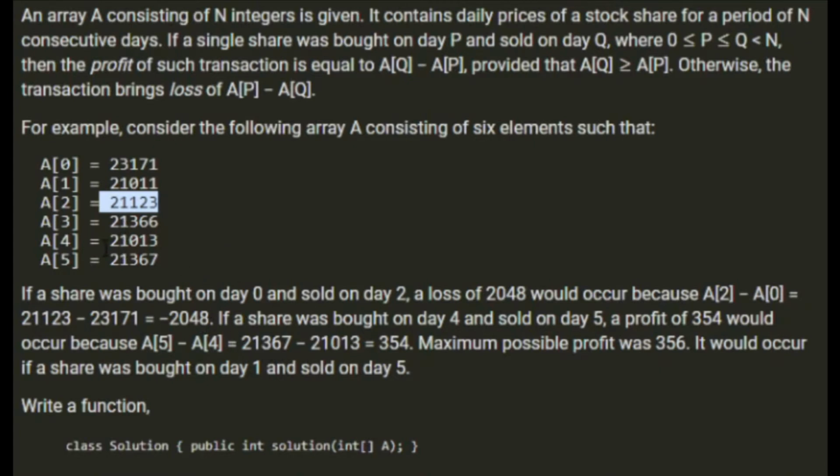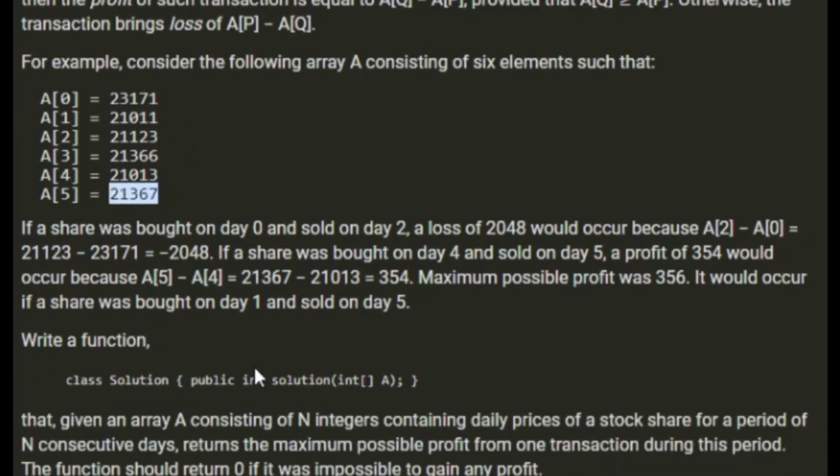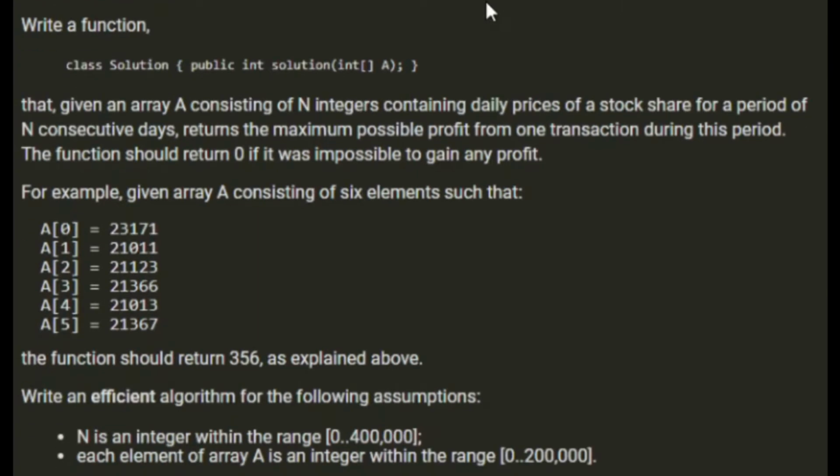If a share was bought on day 4 and sold on day 5, a profit of 354 would occur. The maximum possible profit was 356. It would occur if a share was bought on day 1 and sold on day 5. Okay, write a function that, given the array consisting of n integers containing daily stock prices, returns the maximum possible profit for one transaction during this period. The function should return 0 if it was impossible to gain any profit. So in that example, it should return 356.